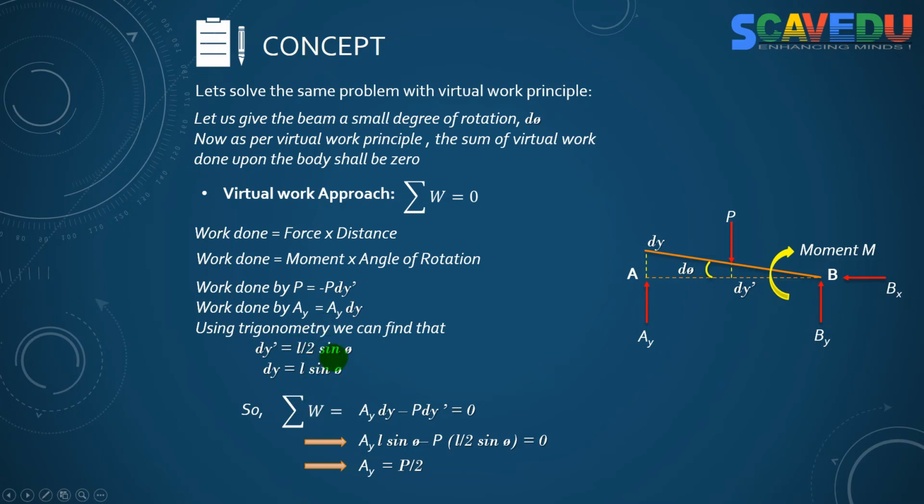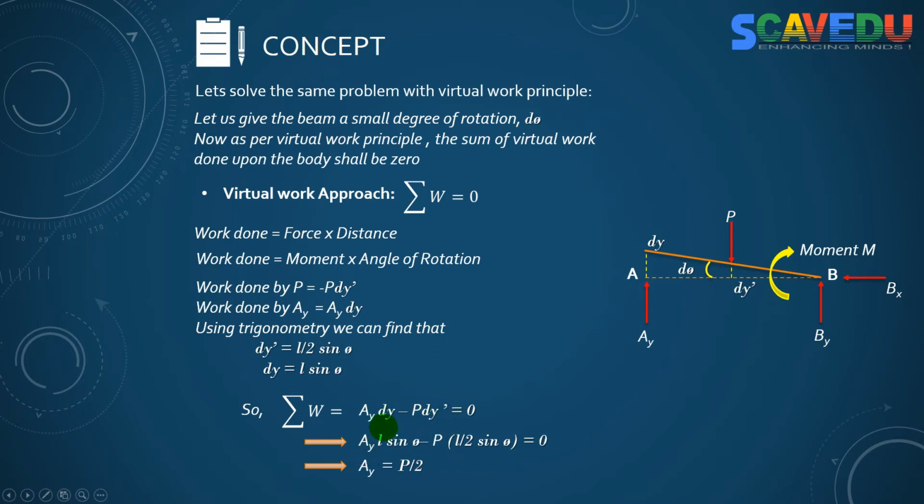Now substituting these two values and totaling these two works, because the virtual work principle states that the sum of the work done by all the forces must be equal to 0. So adding these two works, Ay dy minus P dy dash shall be equal to 0. Minus comes because the displacement is opposite to the force.